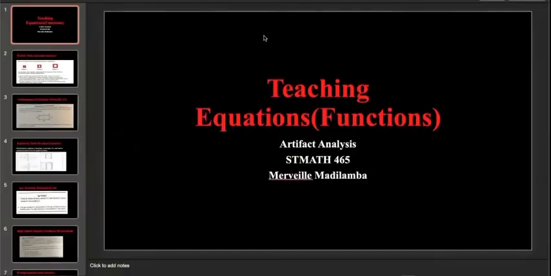For my artifact analysis, I'm basing my team on teaching equation. We all know that to foster algebra, we need three things: doing and undoing. You can go the backward way, forward way. We need to build the rule to represent function, recognize patterns. That's how our brain works.